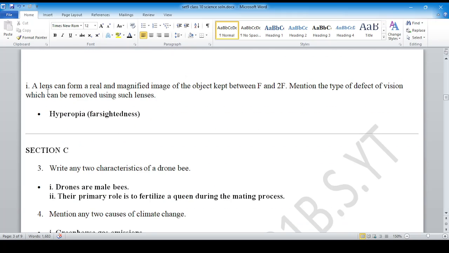For question number I, the given solution is hypermetropia. Okay, let me correct this. Okay, it has been corrected.